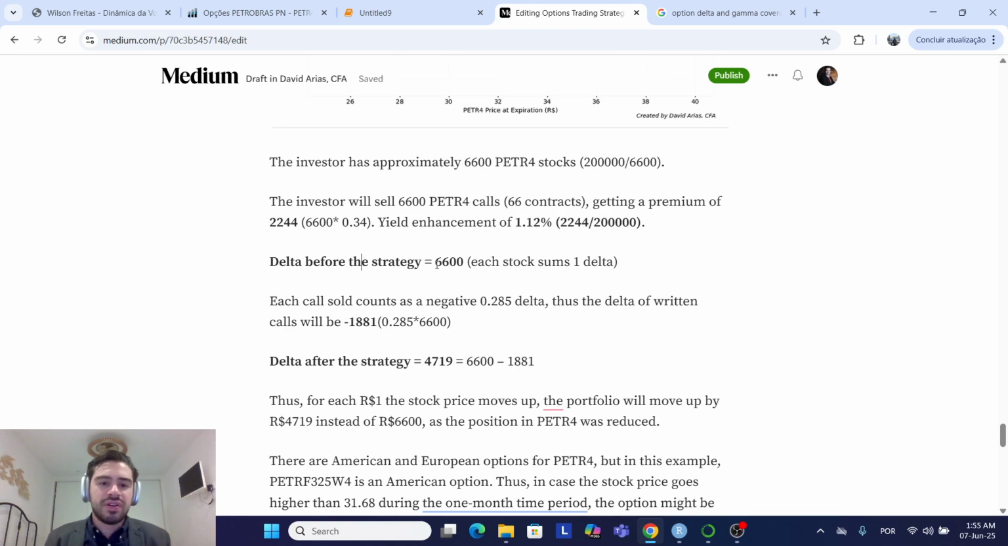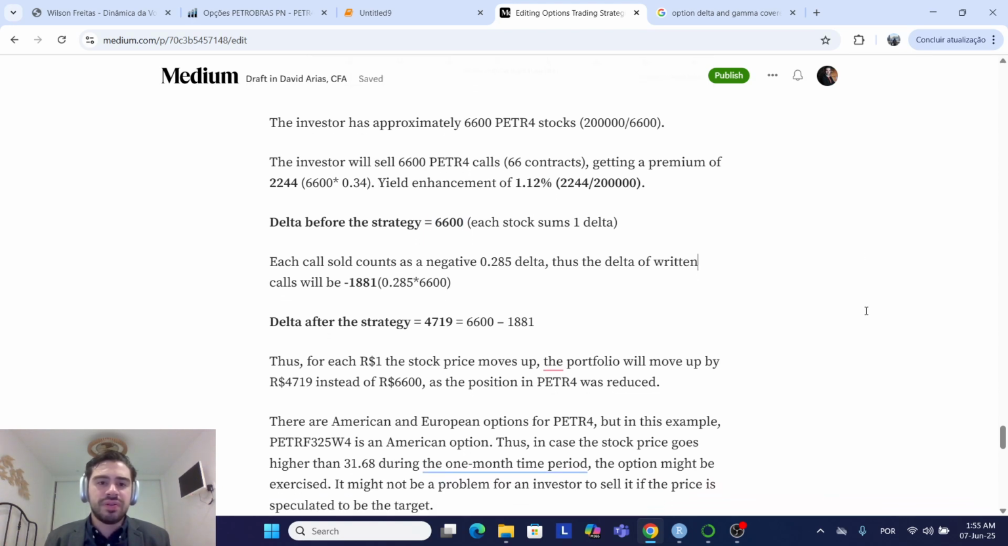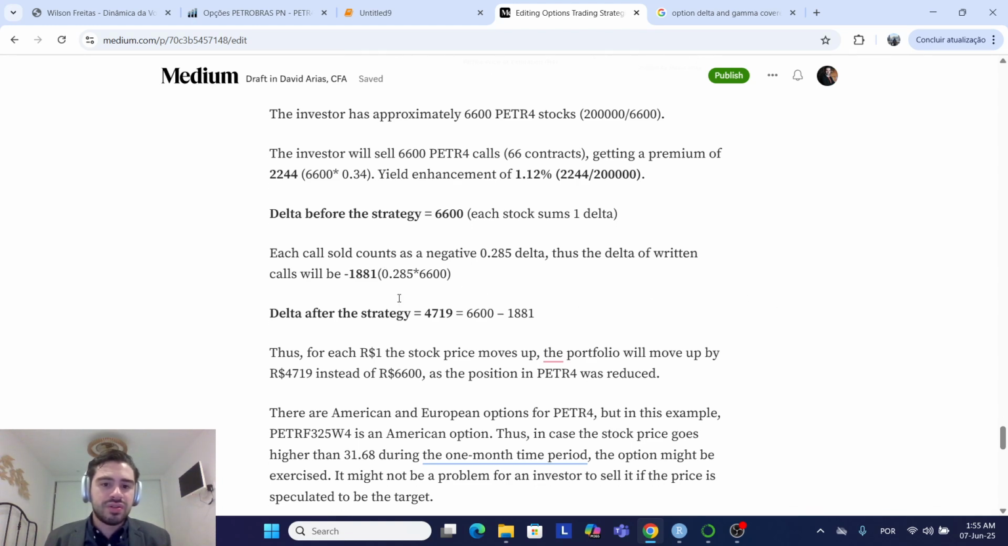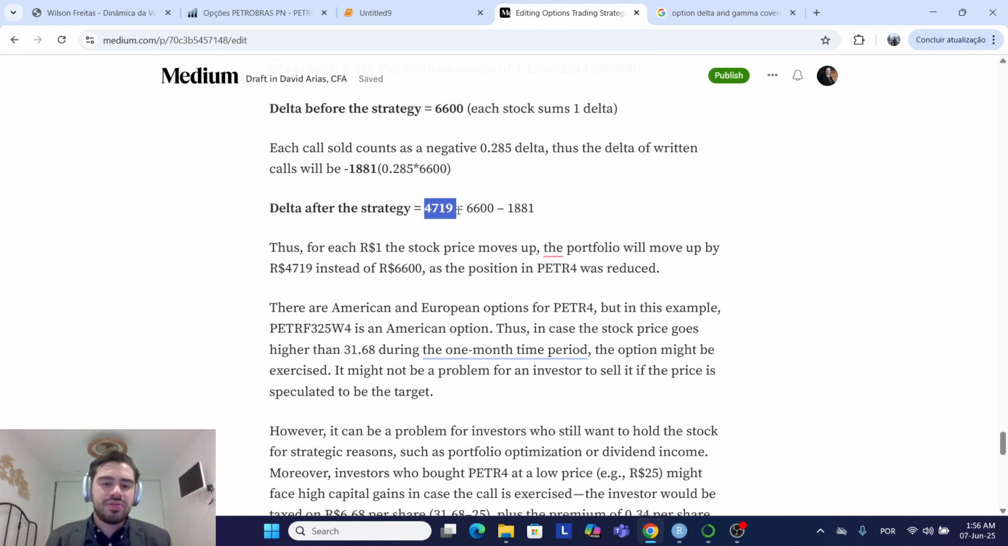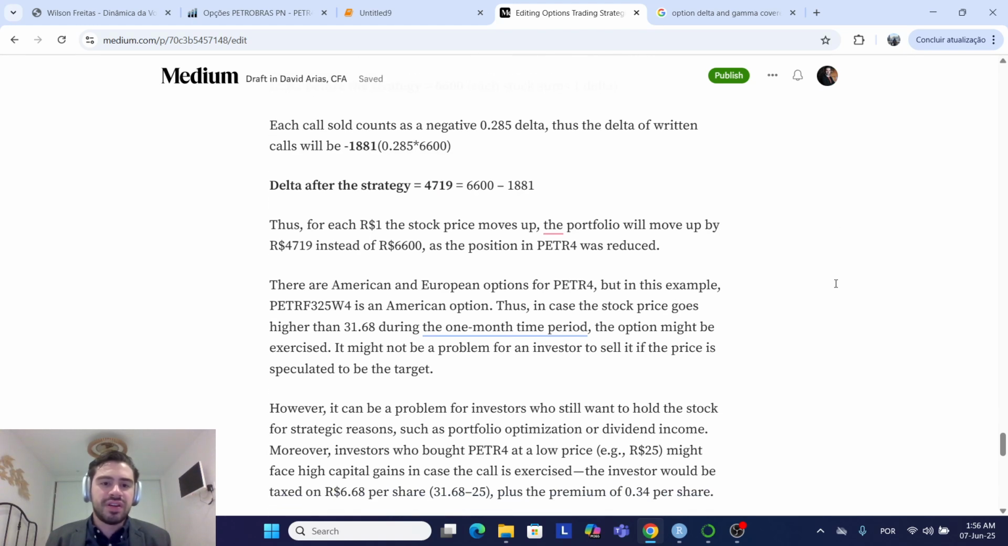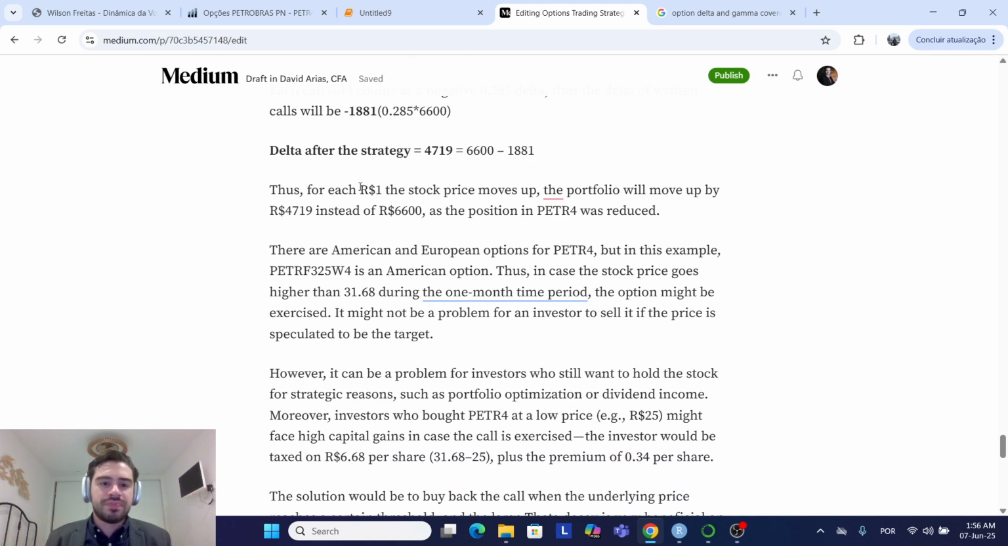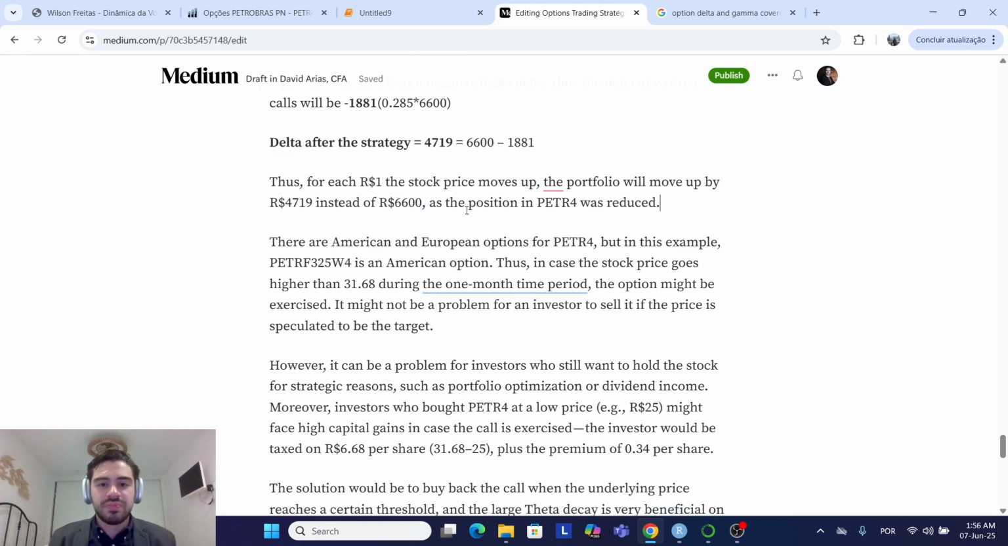The delta before the strategy was 6,600 because each stock I have is equal to one delta. Then each call counts as a negative 0.285 delta. So 6,600 times 0.285. In the end, I reduced my delta to 4,719. So for each $1 stock price movement, my portfolio will move by 4,719 instead of 6,600. So in fact, I reduced my position.